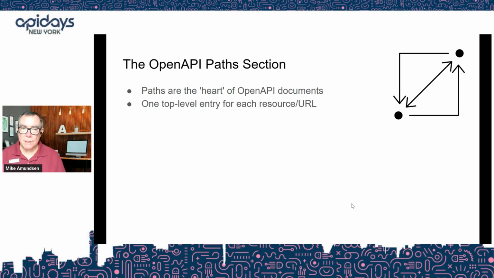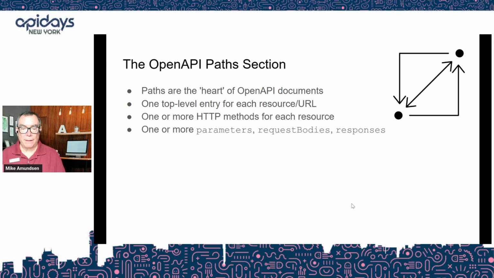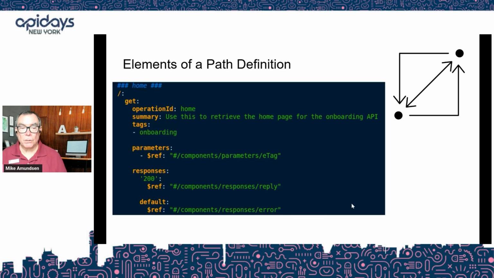Remember, we had resources in our design assets. And then you're going to find one or more HTTP methods for each individual resource. So the same URL can have multiple methods. And then each of those methods has parameters, request bodies, and responses. Now here's a pretty good example of the home resource. There's the path, which is just a single slash in the colon you see at the top.